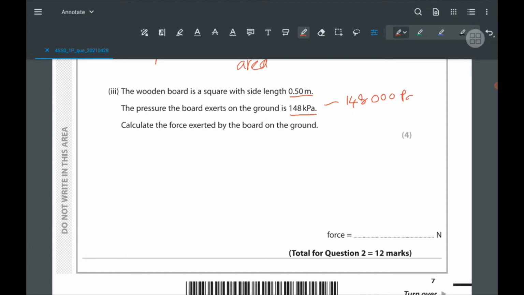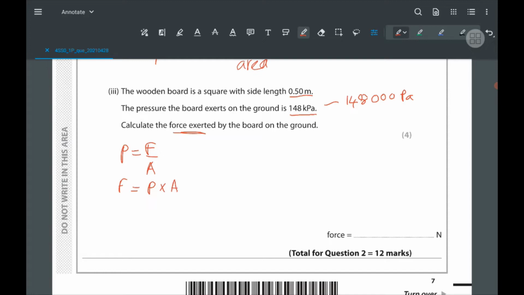148,000 pascals. So in my calculation, when I'm substituting, I'm going to make sure that I write all of these zeros. Otherwise, sometimes I might get a wrong answer because of this issue. So I will write, they're asking us to find out the force exerted. So our equation is P equals F over A. And we need to find out force. So force equals pressure into area.